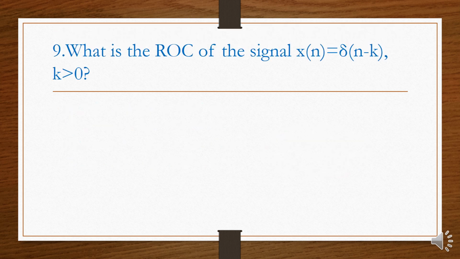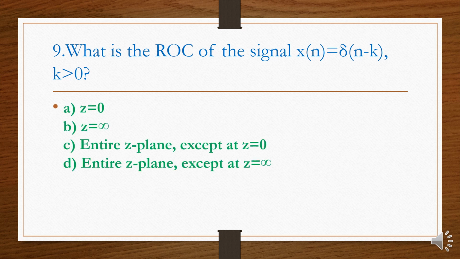Next question. What is the ROC of the signal x of n is equal to delta of n minus k for k greater than 0? Option A, z is equal to 0. Option B, z equal to infinity. Option C, entire z plane except at z equal to 0. And option D, entire z plane except at z equal to infinity. The answer is option C, entire z plane except at z is equal to 0.